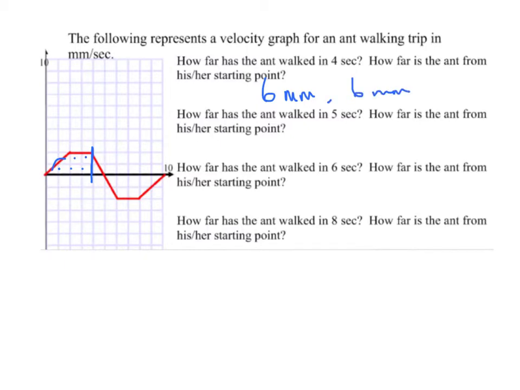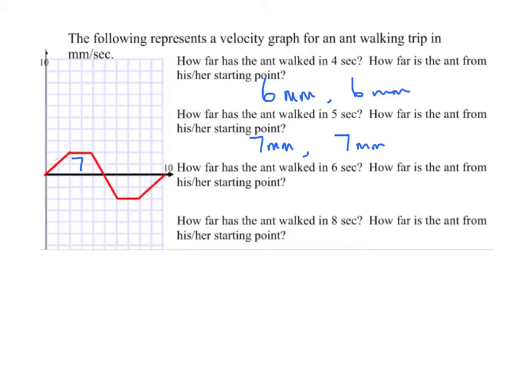Okay. How far has the ant walked in 5 seconds? Well, now 5 seconds is right here. So we look at the area, and it's 7, the total area. So the ant has walked 7 millimeters, and it's 7 millimeters away from its starting point. Now, you'll notice from our work with velocity graphs a while back that at time 5, the ant changes direction. Positive velocity means forward motion, negative velocity means backward motion. So at time 5, the ant starts moving backwards.